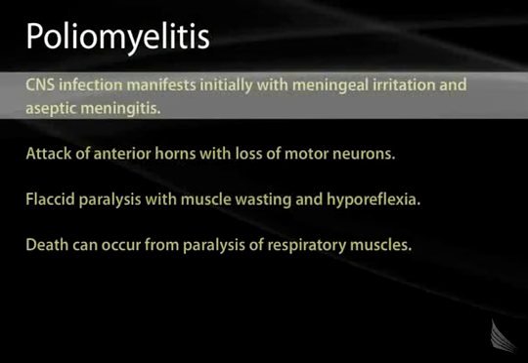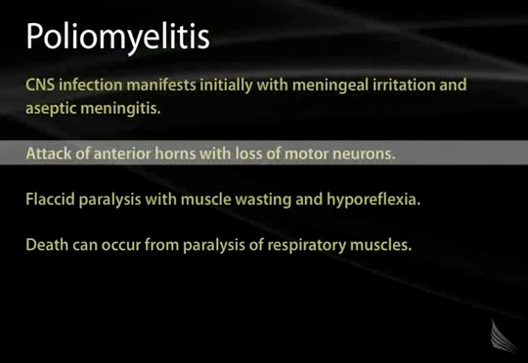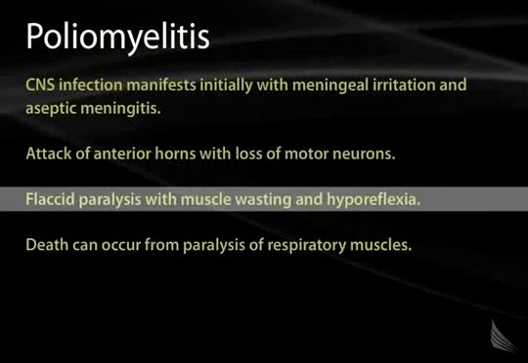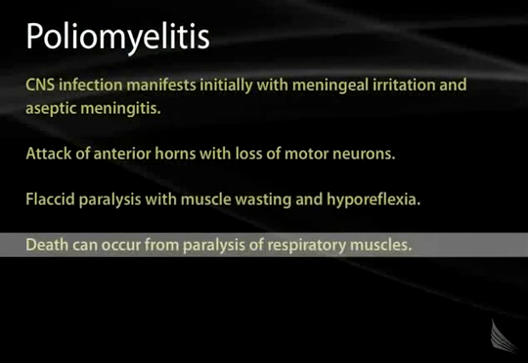Polio. This is a CNS infection that manifests initially with meningeal irritation and aseptic meningitis. It is the attack by the virus of the anterior horn cells with loss of motor neurons. You'll have a flaccid paralysis and muscle wasting and hyporeflexia, with death occurring from paralysis due to weakness of respiratory muscles. Again, polio has been eradicated by vaccination, but there are rare cases reported in the third world.